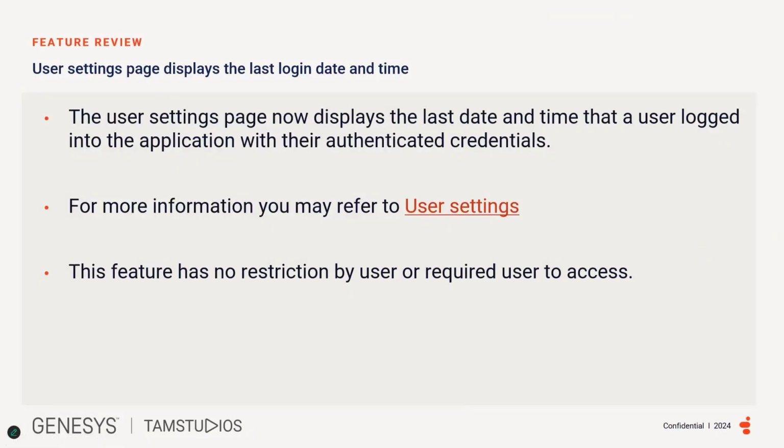The user settings page now displays the last date and time that the user logged into the application with their authenticated credentials. With this new enhancement, the user login to the system details, such as the last date and time, is now available under the user settings page. For more information, you may want to visit our resource center, then look for the user settings article. This feature has no restriction by user or required user to access as well.